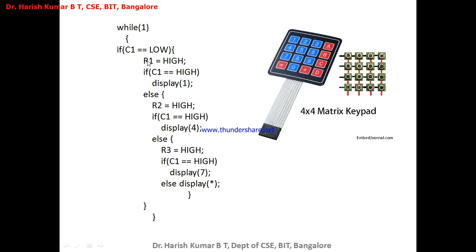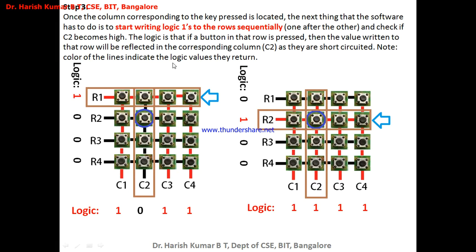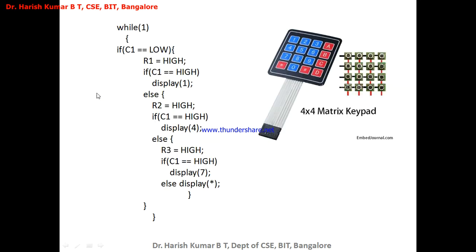Now I'll intentionally make R1 equal to 1. This is what I'm doing here. R1 is made 1, and when I make R1 1, I'll check again if C1 is equal to 1. If C1 changes from low to 1, then I display 1. So this is 1, this is 1. Right now, this is not the switch I've pressed, I've pressed this switch.